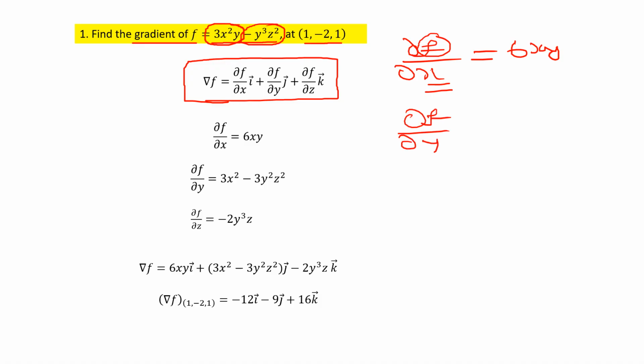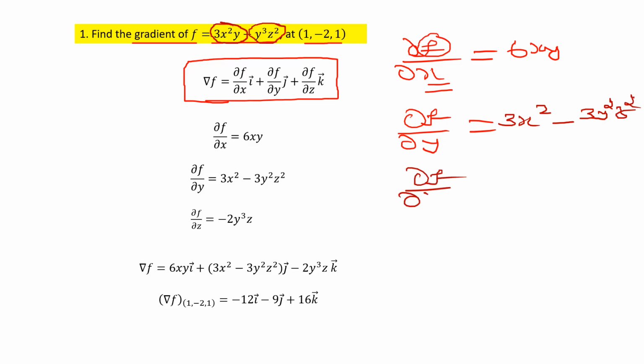Then I have to find dou f by dou y. What is dou f by dou y? Take the function, do the partial derivative with respect to y. So in the first term, the derivative with respect to y will give you 3x power 2, minus the derivative of the second term with respect to y, which will give you 3y power 2 z power 2.